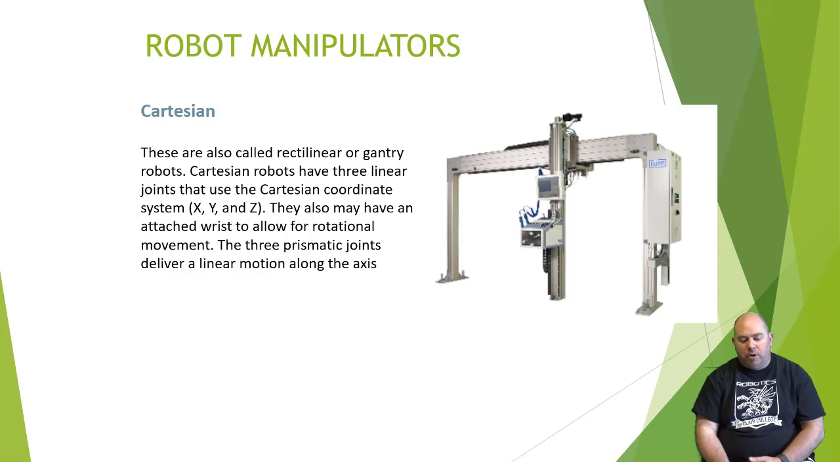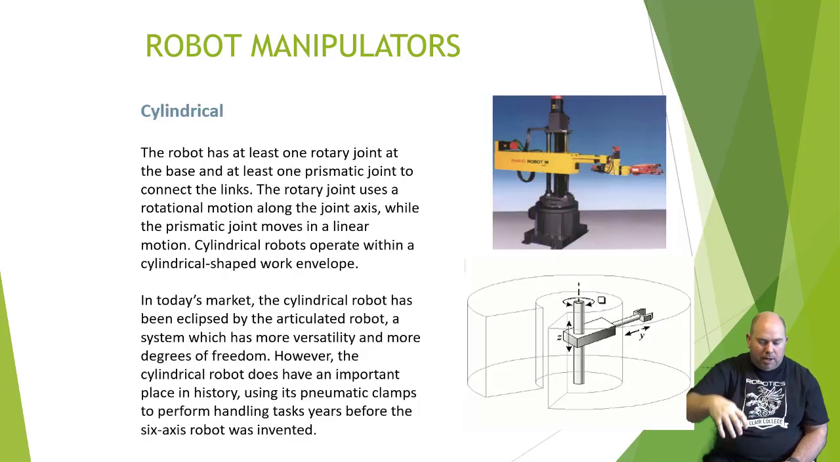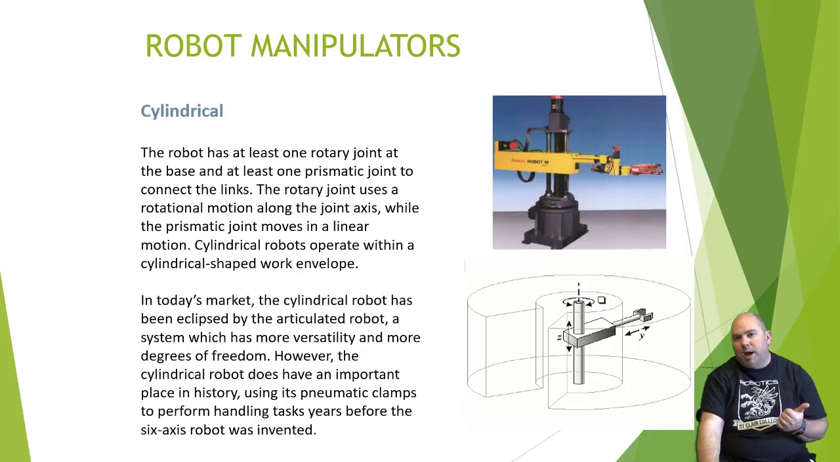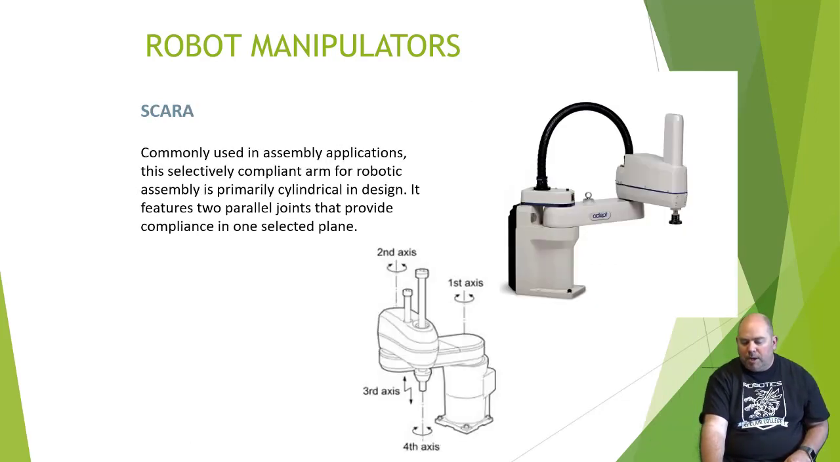Cartesian robot, we'd also call this a gantry. This moves along the XYZ planes. It can go basically back and forth, forward and back, and then up and down. So remember, 3 axes or more makes it a robot. Cylindrical robots, I've never seen one of these in action before, but this basically spins around in a circle, kind of as a pick and place operation like that. A polar robot, very similar to the cylindrical.